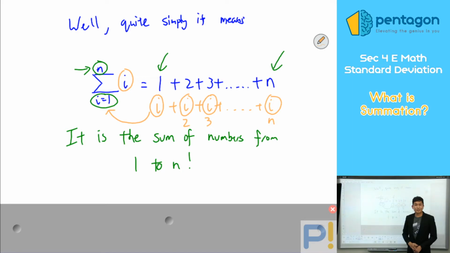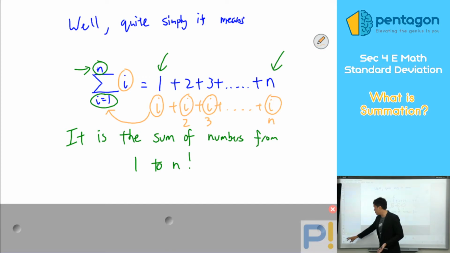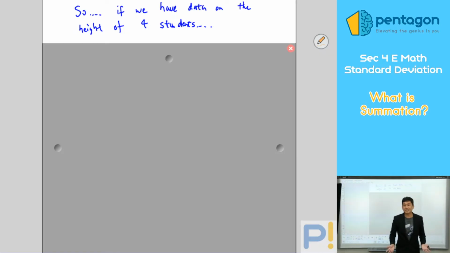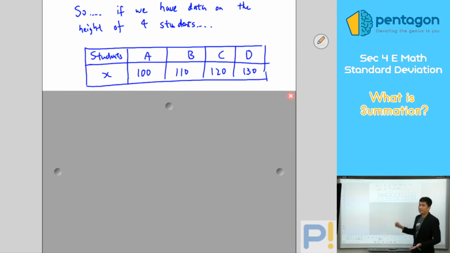Yeah, pretty cool, right? How we can shorten such a long expression on the right hand side into something so compact on the left hand side. But what has that got to do with statistics, and what has that got to do with us? Standard deviation, what we're learning. So suppose we have the height of 4 students, A, B, C, and D, and I want to represent that as a table over here of ungrouped data, right?